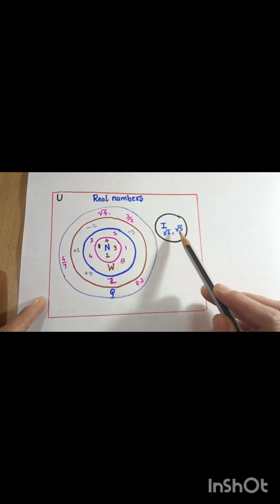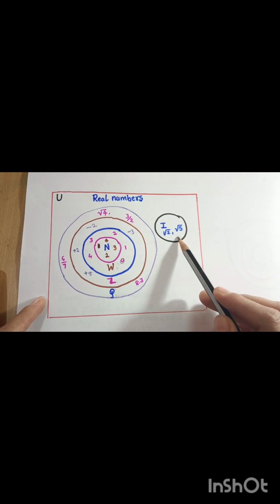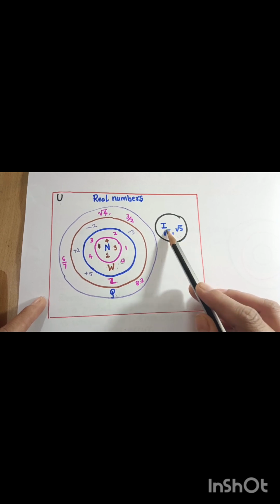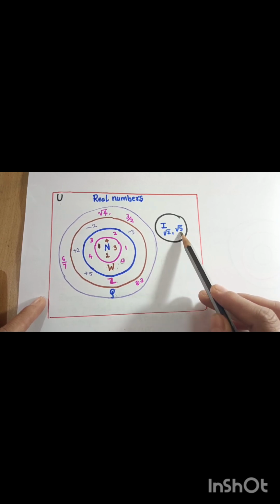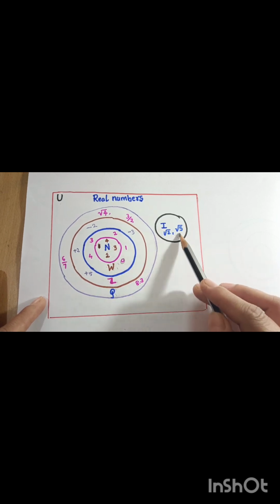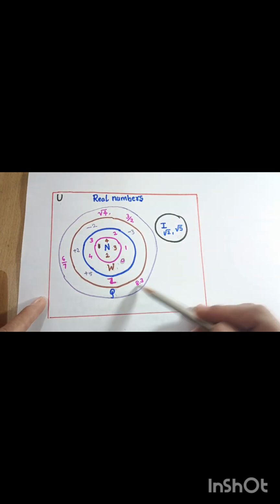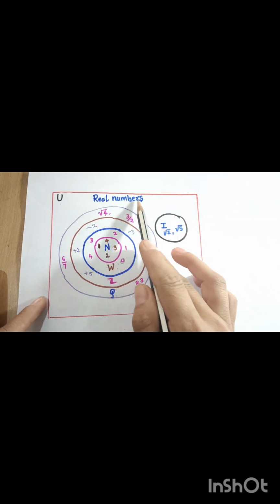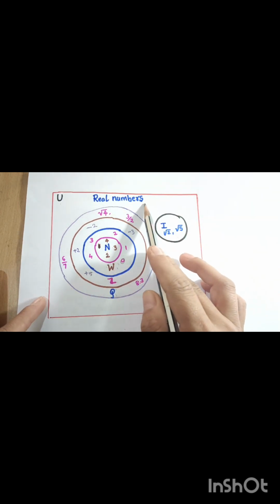Now see, irrational numbers are separated here. Irrational numbers are root 2, root 5, root 8. So these numbers are called irrational numbers. The set of all these numbers is called real numbers.